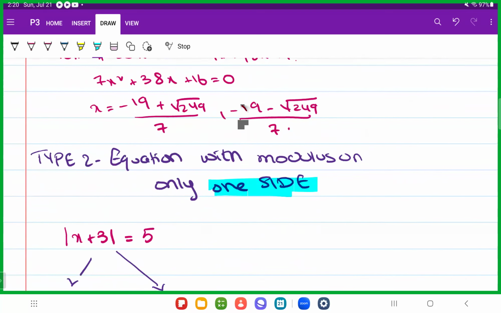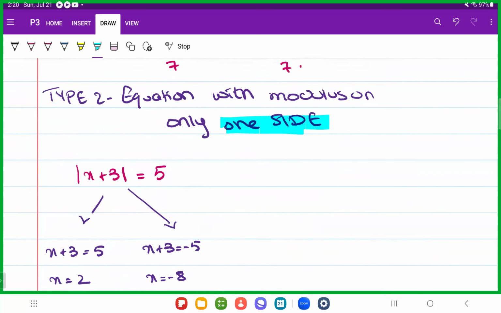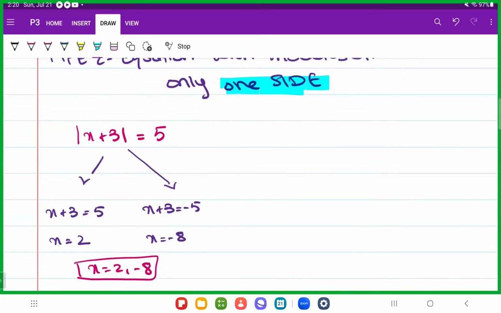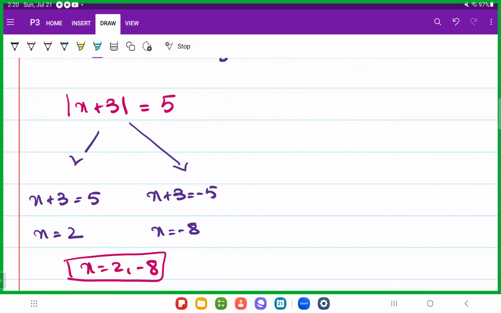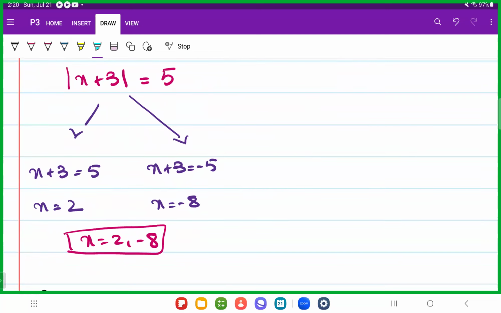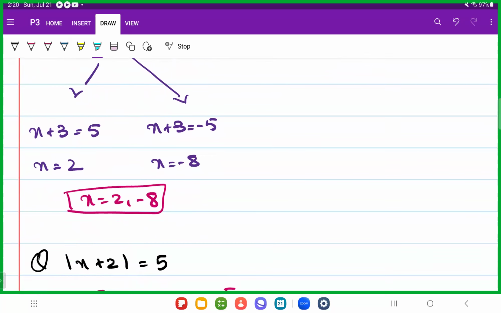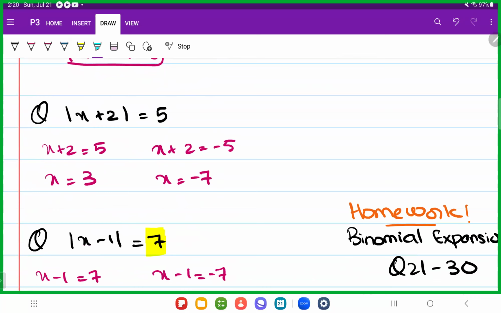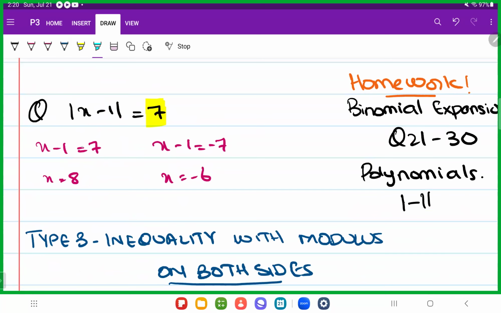Type 2 is where you have a modulus on one side. It can be the left hand side or the right hand side. So over here, what you do is, firstly, you solve with a positive on the right hand side and then a negative on the right hand side. So x plus 3 is equal to 5 and x plus 3 is equal to minus 5, and then you find out the 2 values. Make sense? Okay. So for example, over here also I'll do x plus 2 is equal to 5, x plus 2 is equal to minus 5. Here I'll do x minus 1 is equal to 7, x minus 1 is equal to minus 7. Make sense? And you find 2 values of x.